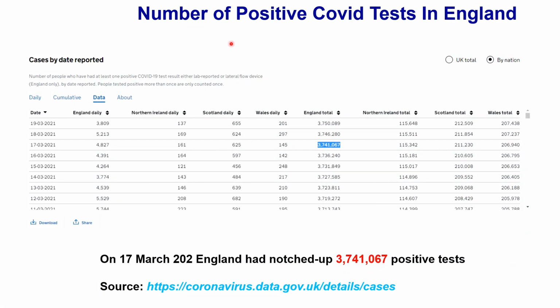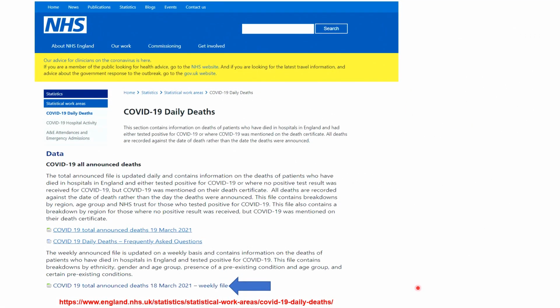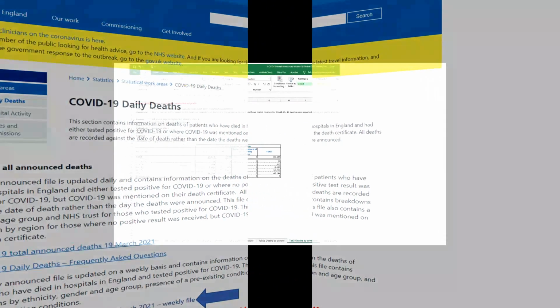Then I've looked at the number of positive tests carried out in England, and up to March, there's another typo there, 2021, we've got 3.7 million positive tests, and you can get that from the website that I showed you earlier. And you can download from NHS England this file here, COVID-19 total announced deaths, 18th of March 2021. And here's the link if you want to go and follow that information.